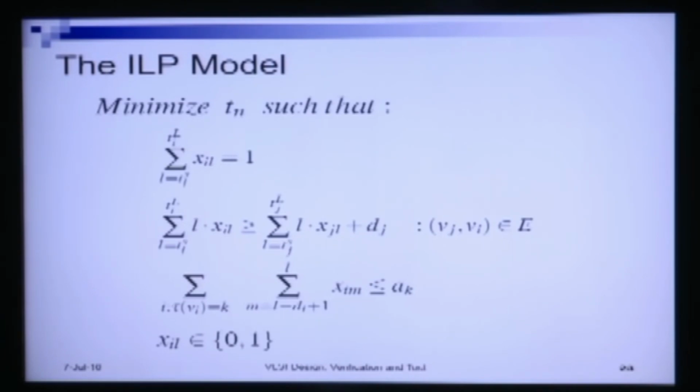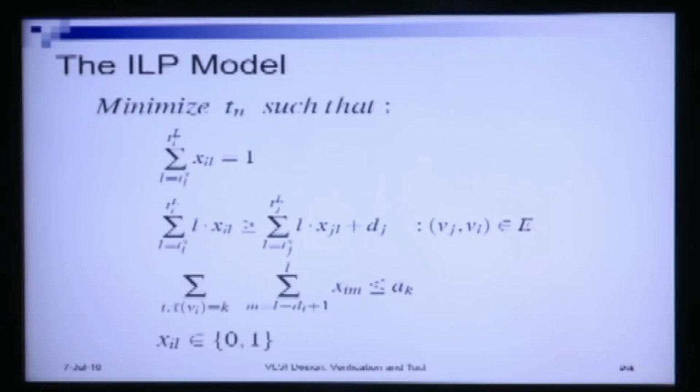Now, given all these constraints, we can now obtain our final ILP formulation. Now, the formulation will first have an objective. Here we have put the objective as to minimize Tn, that is the start time of the sink node or the nth operation.